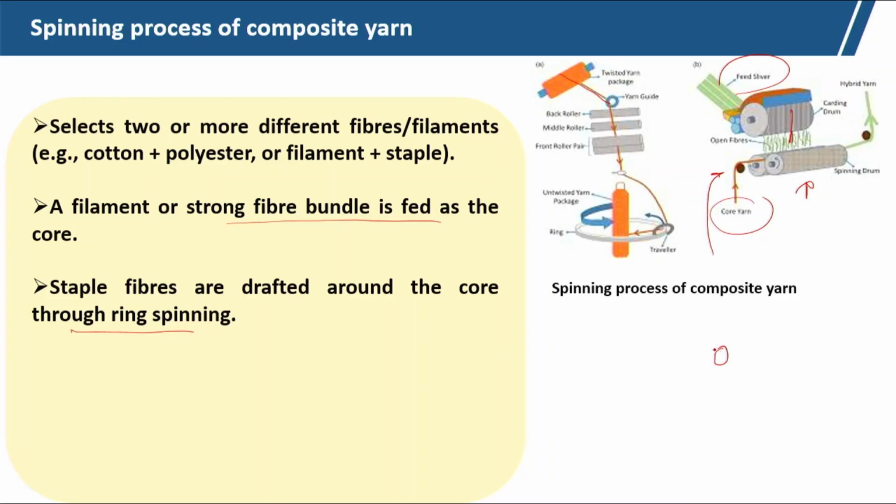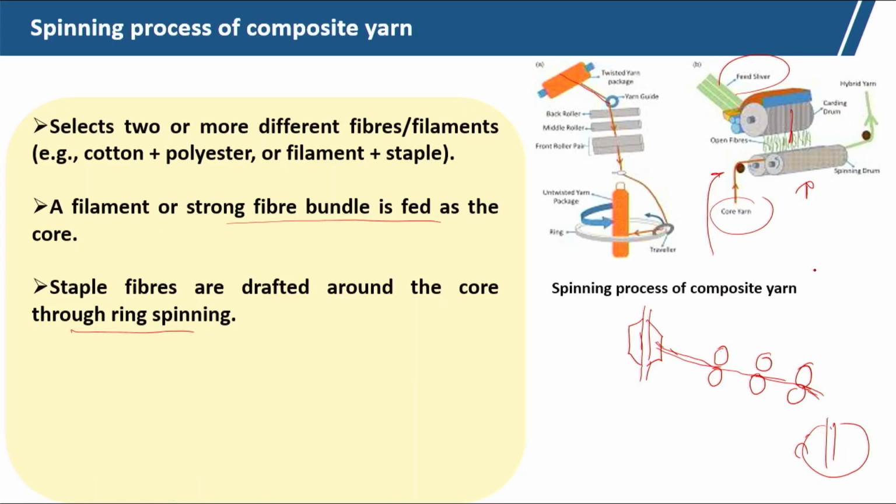Let us see, this is the drafting zone in a ring spinning. In the ring spinning, the staple fiber like cotton is getting drafted. Here it is coming from the roving and getting drafted, and here there will be twisting in the ring and traveler zone.